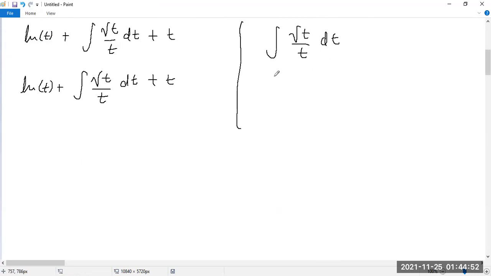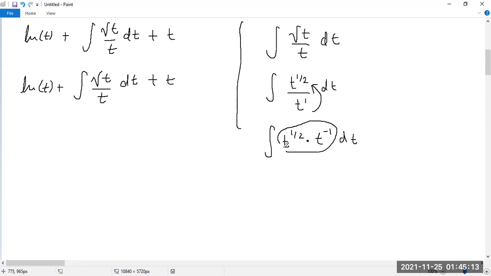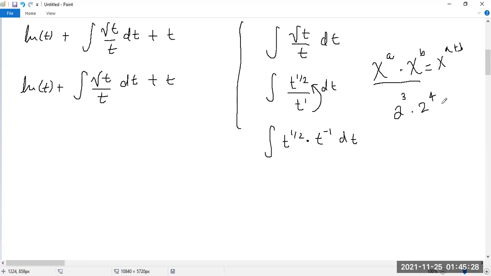I'm going to outline a chain of logic, and hopefully you can follow me here. Square root t, we know, is t to the 1/2 over t to the first, dt. What if I take this t up here? I'll have t to the 1/2 multiplied by t to the -1 dt. I'm going to combine the t's using the exponent rule: x to the a times x to the b is x to the a plus b. So if I have 2 to the 3 times 2 to the 4th, this is 2 to the 4 plus 3, right?